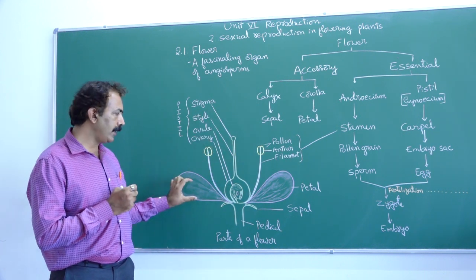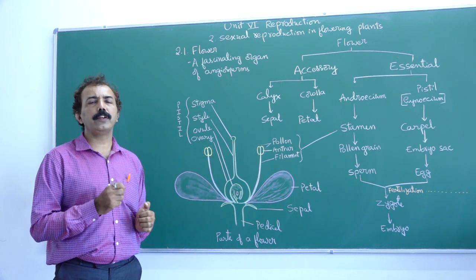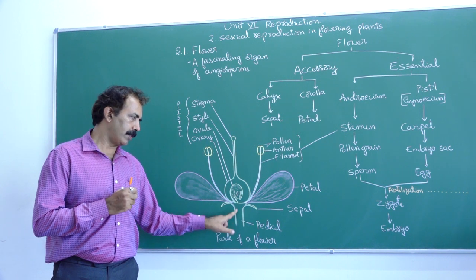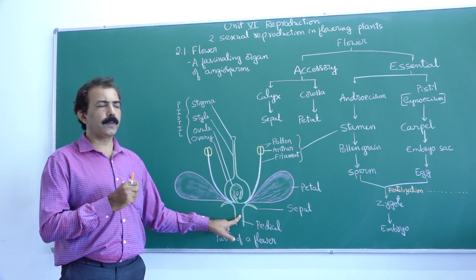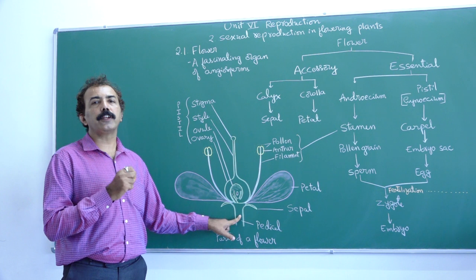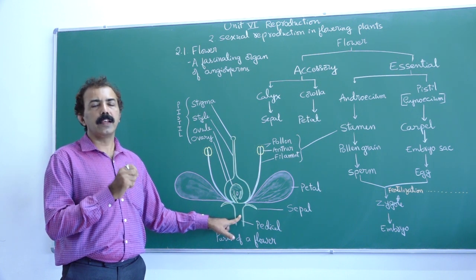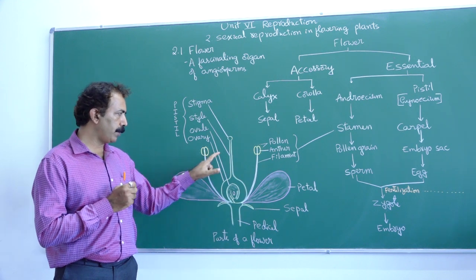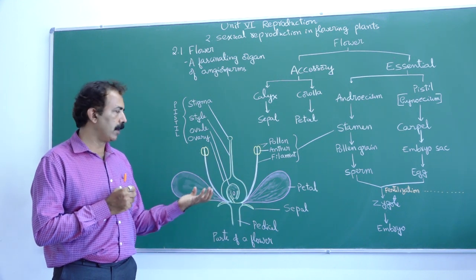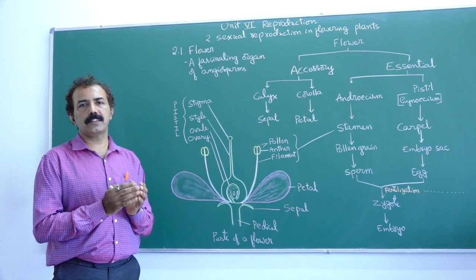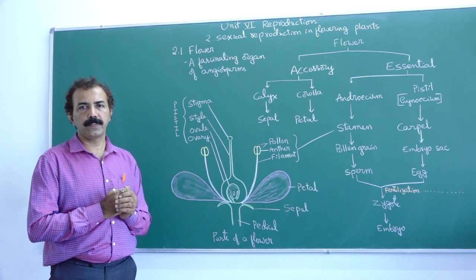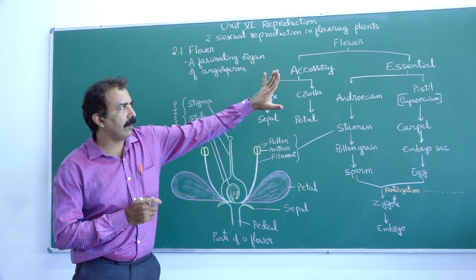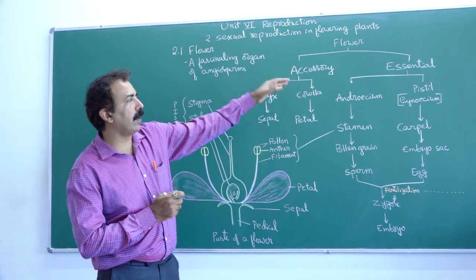Each of these units is equivalent to a leaf. This is a stalk, which is a stem. That's why we call flower a modified shoot. It's a stem-leaf complex. The flowers occur in clusters and you call it inflorescence. I have given you for summary the details of a flower, parts of a flower.